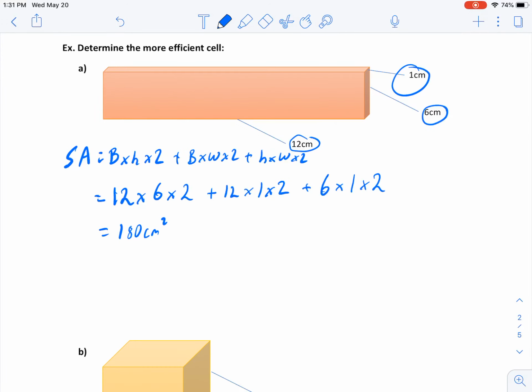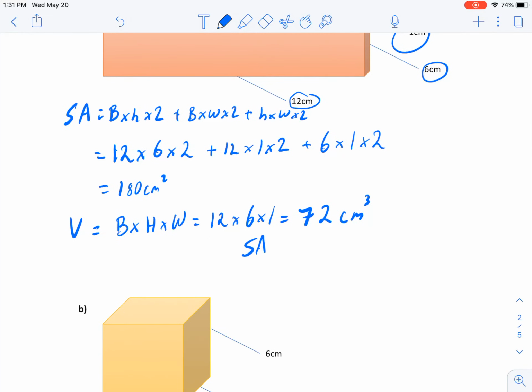centimeters squared. Now let's look at our volume, which is base times height times width, which is 12 times 6 times 1, or 72 centimeters cubed. My surface area to volume ratio is then going to be 180 divided by 72 for 2.5 to 1.